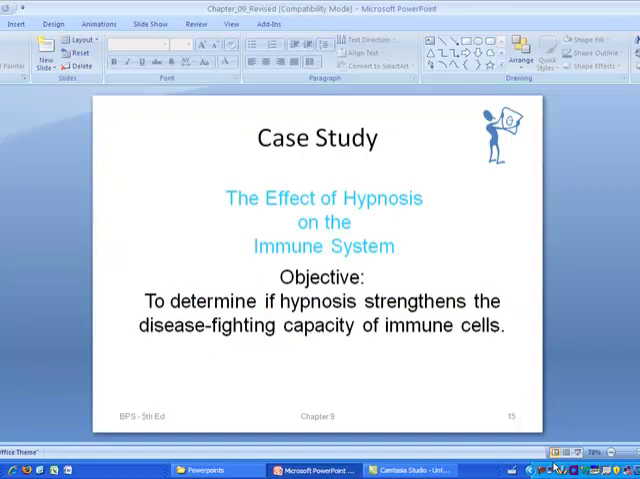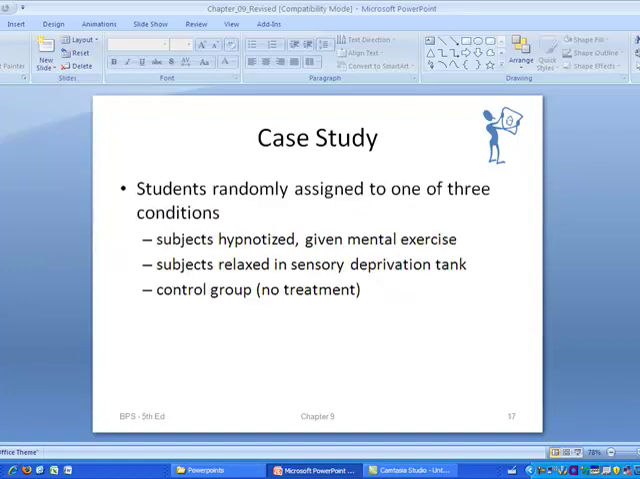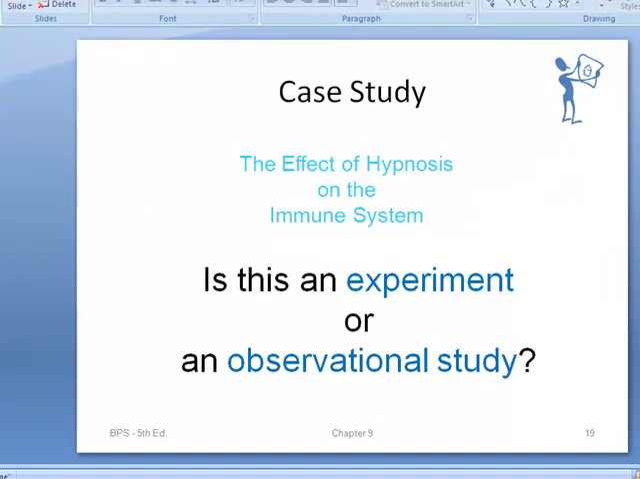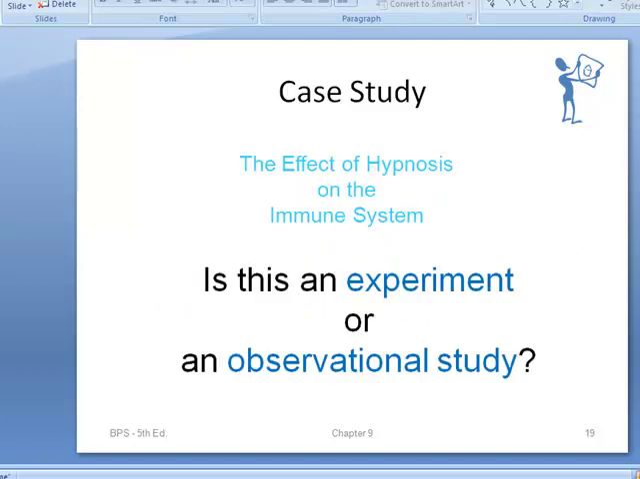Now, if you remember the case study on the effects of hypnosis on the immune system, I'm going to flip through a couple of these slides and then we're going to answer the question at the end of it. So here comes our question. Was that an experiment or was it an observational study? Well, because we did things to different people, this was an experiment.